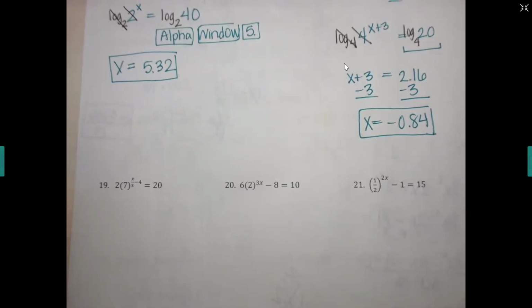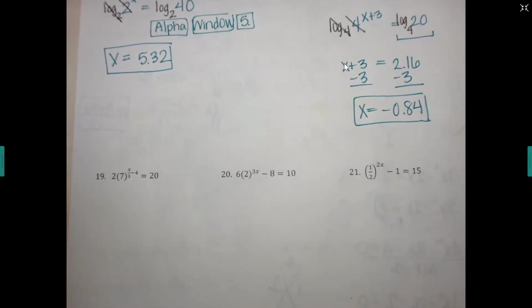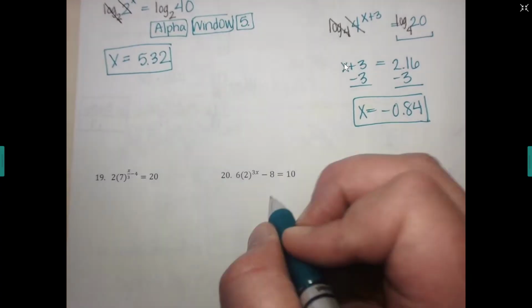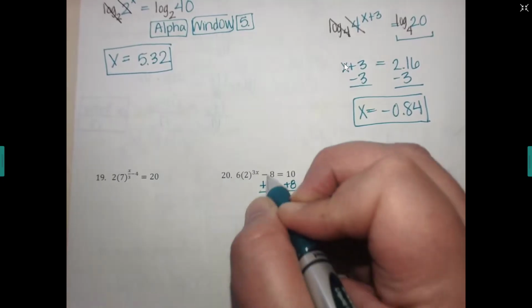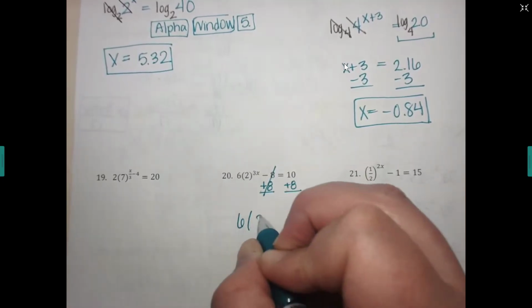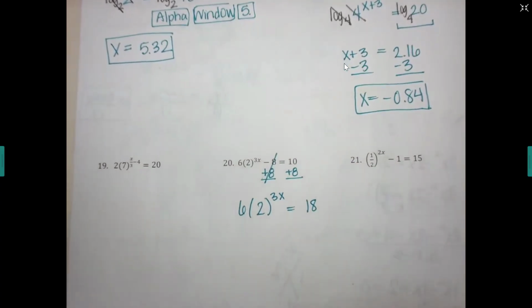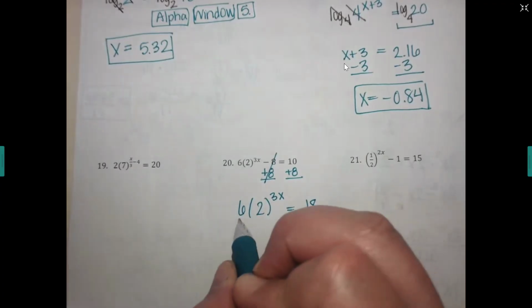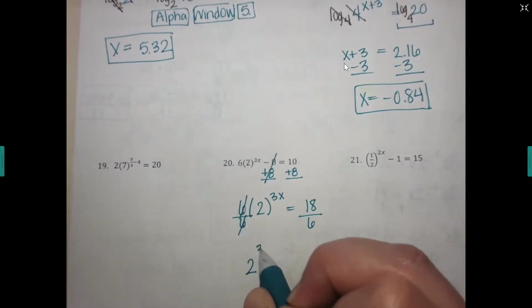Let's do number 20. What number do you think I get rid of first? Just take a guess. The minus 8. Very good. How do I get rid of a minus 8? Plus 8. Okay, what is 10 plus 8? Very good. Now, can I get rid of the big 2 yet? Not with a 6 in front. That's a times 6. How do I undo a times 6? Divide by 6. What is 18 divided by 6?